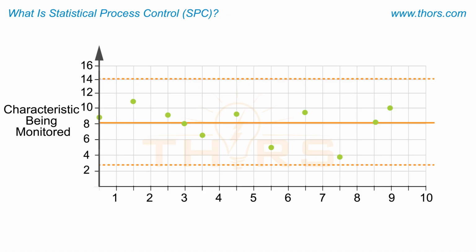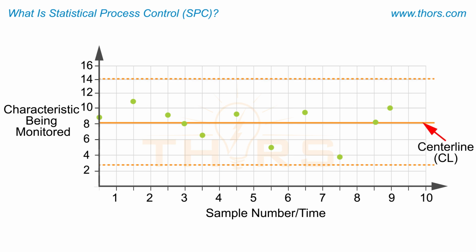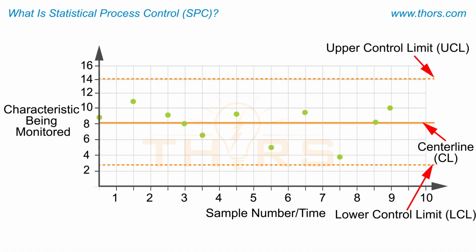Typically, a control chart consists of the following components: a vertical axis, which represents the characteristic being monitored, a horizontal axis, which represents the sample number or time, a center line, or CL, which represents the average or target level of the performance of the process, and the upper and lower lines, known as the upper control limit, or UCL, and the lower control limit, or LCL, which represent the acceptable range of performance of the process.